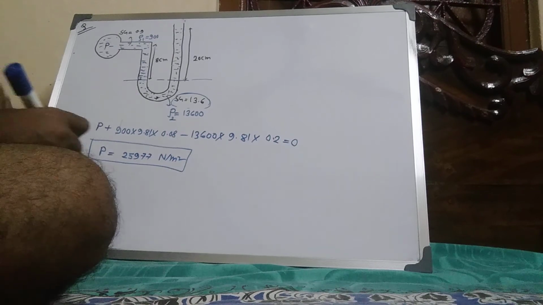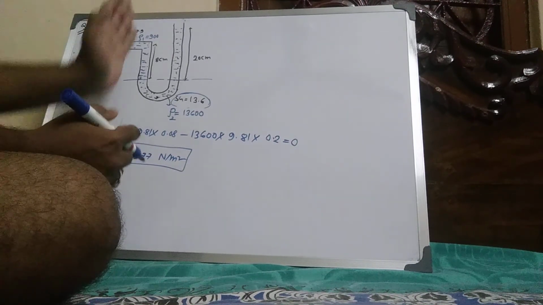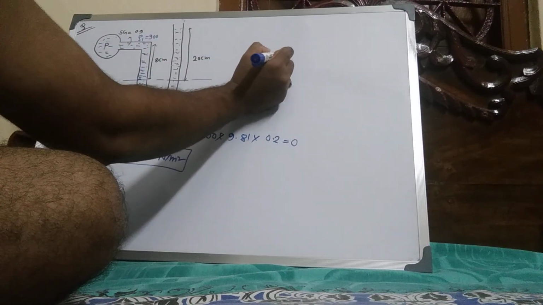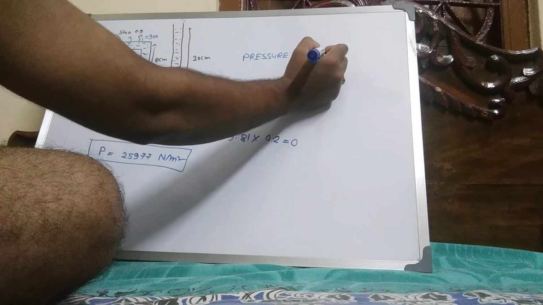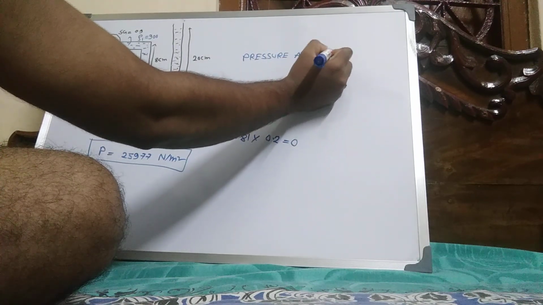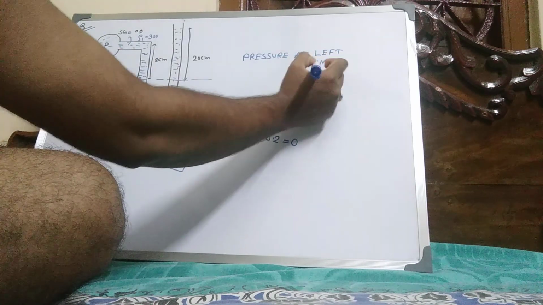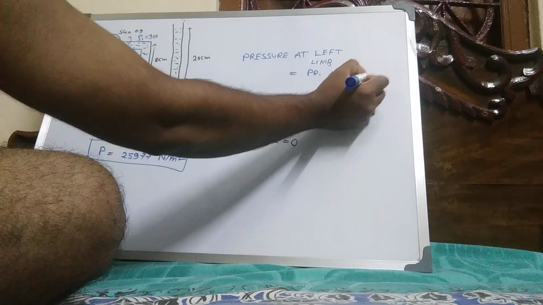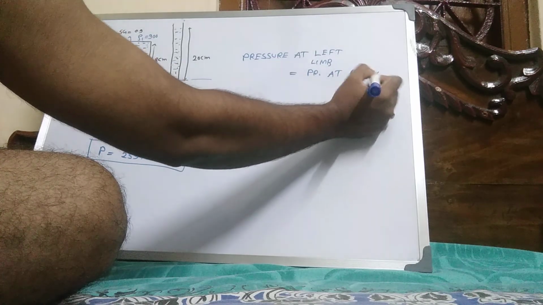You can say pressure at the left limb equals pressure at the right limb.